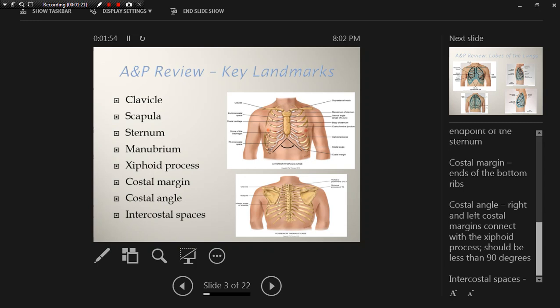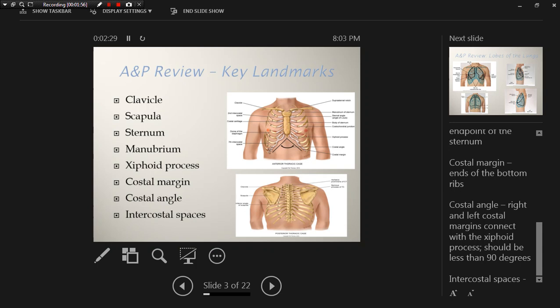The costal angle is definitely an important landmark to know because we have to know that those angles between the costal margins, or the end of those bottom ribs, when they make a V and attach to that xiphoid process, the angles are going to be about 90 degrees or less. So if the degrees are greater than 90 degrees, we sense a patient has probably overinflated lungs, somebody who has emphysema, COPD, so a chronic pulmonary condition. So the angle needs to be less than 90 degrees.